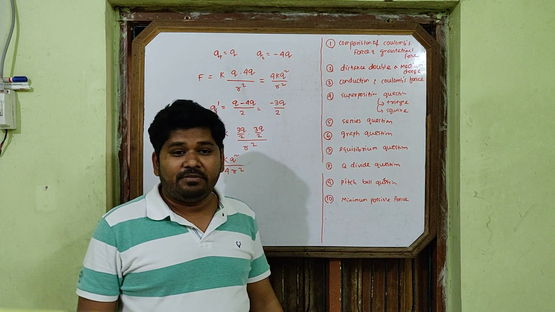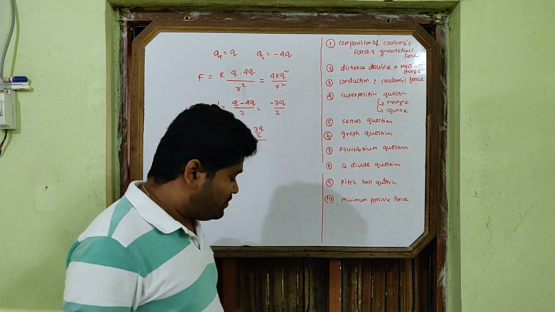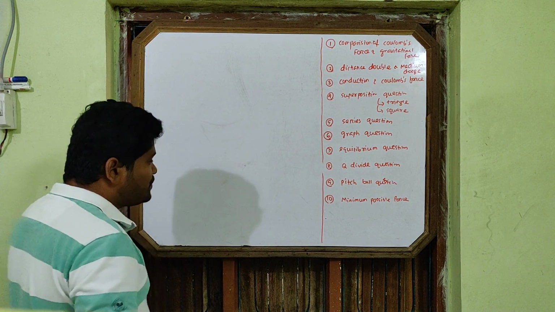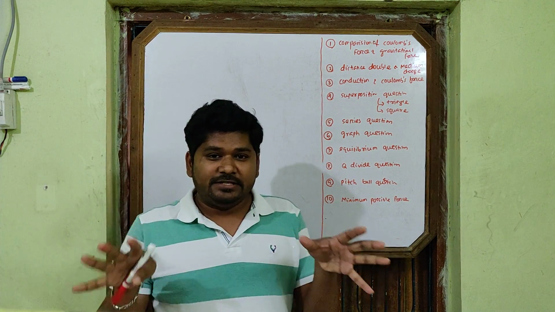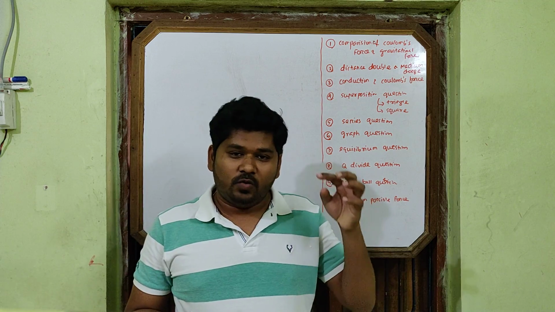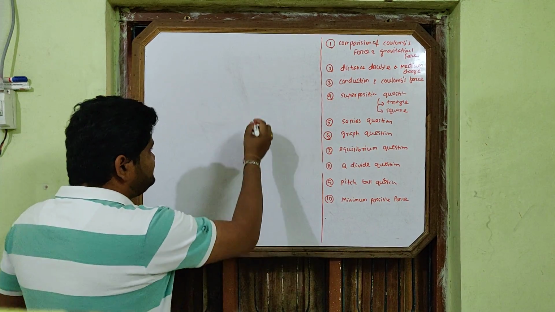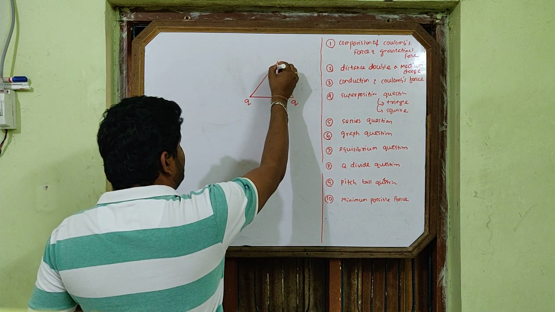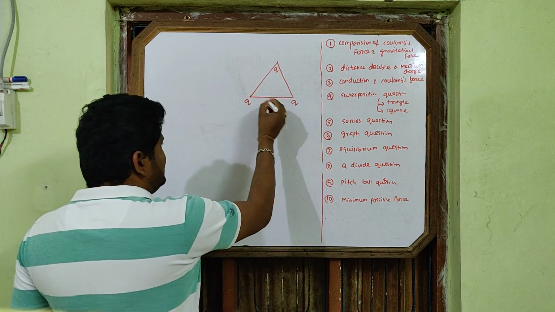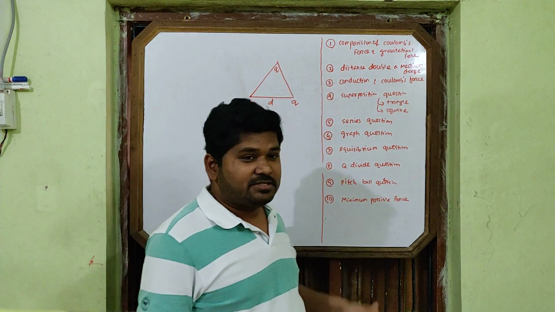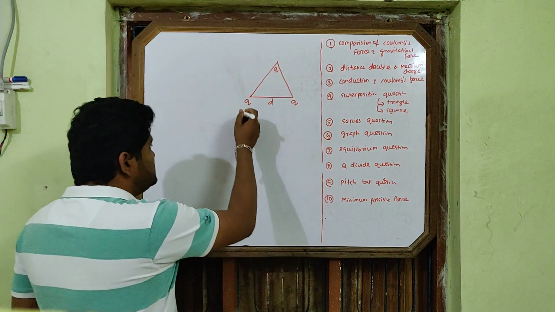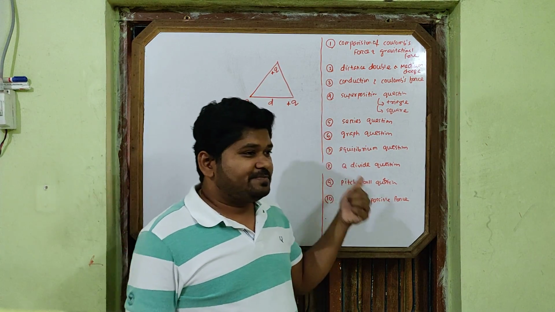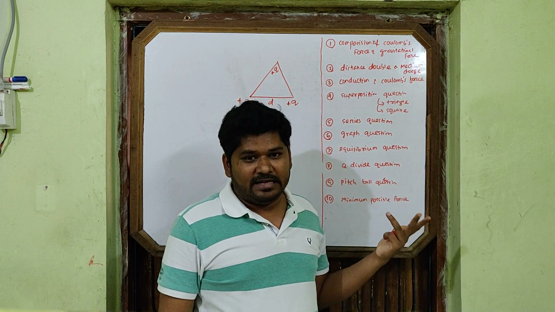Now we come to concept number 4, superposition principle. What type of question do we face from the superposition principle? Let us see. Superposition principle means many charges will be there, and the question will ask to find the force on one charge. Let us do one simple question. Three equal charges, plus q, are on the vertices of an equilateral triangle of side D. Find the force exerted on each charge.